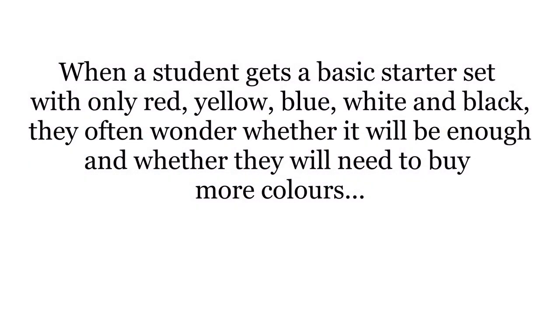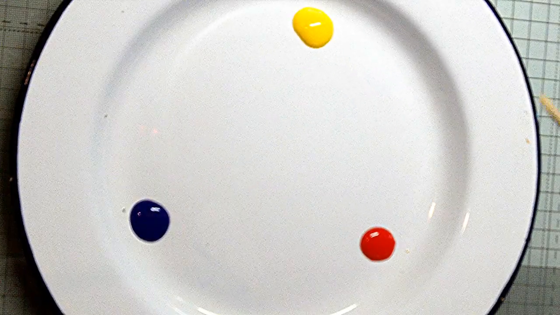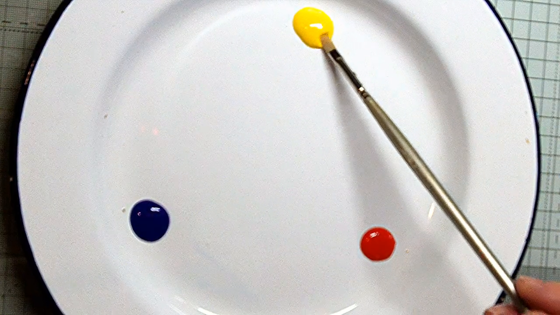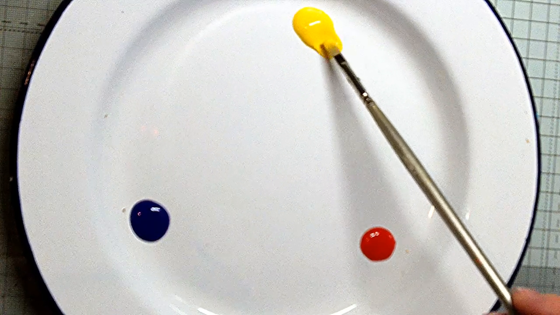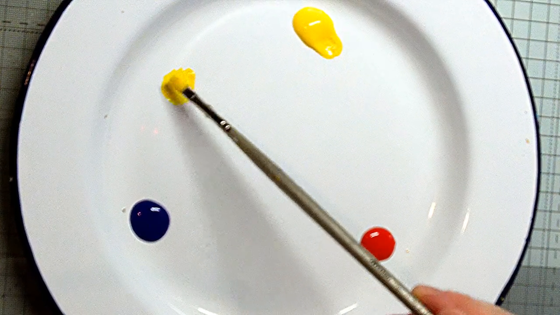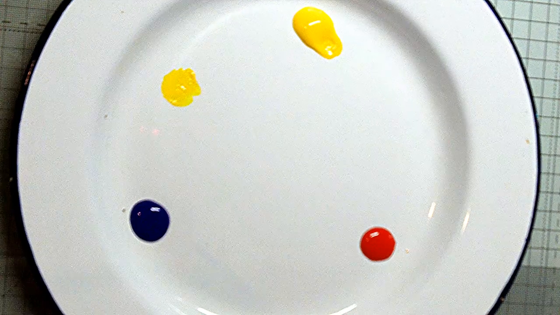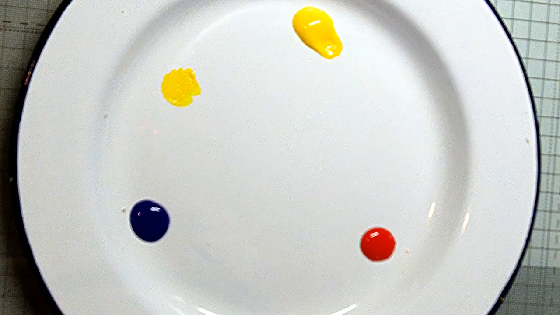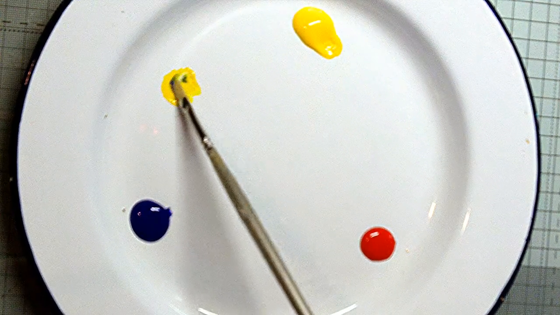When a student gets a basic starter set with only red, yellow, blue, white and black, they often wonder whether it will be enough and whether they'll need to buy more colours. The best thing to do when you get a set like this is to do a colour wheel or a colour chart. I'll show you here how to do the colour wheel so that you can see exactly what you can get.